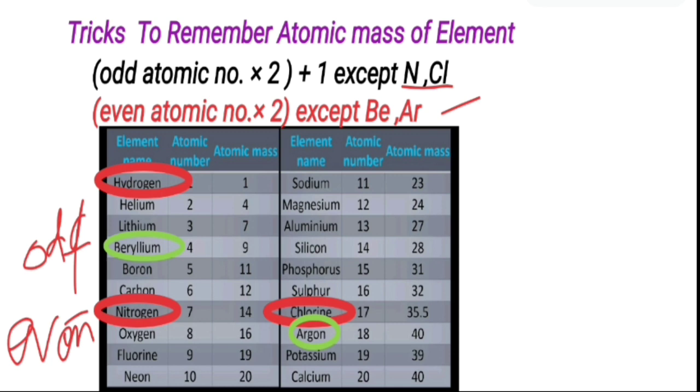Chlorine is the exception. You need to remember that it is 35.5. Argon is also an exception: its atomic number is 18 and its atomic mass is 40. Potassium is odd, 19 into 2 is 38 plus 1 is 39. Calcium, 20 into 2, is equal to 40.